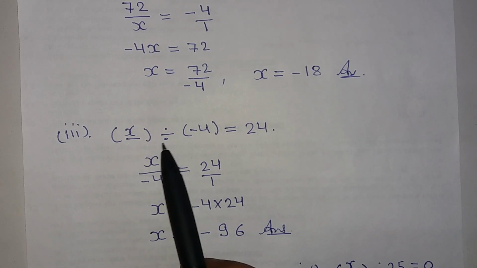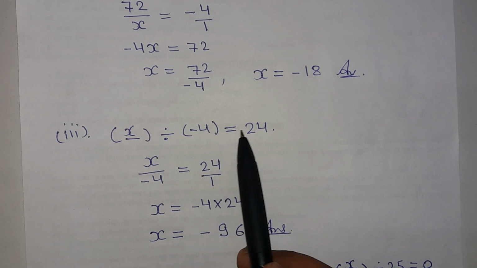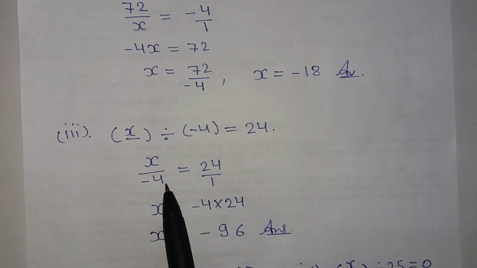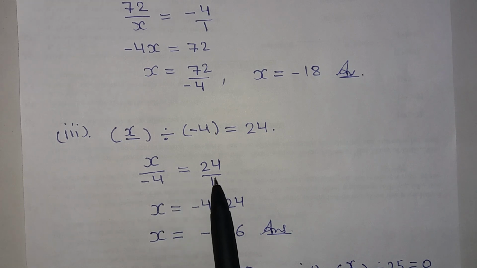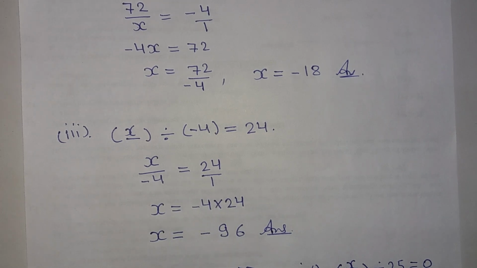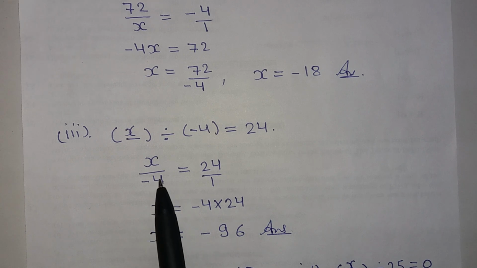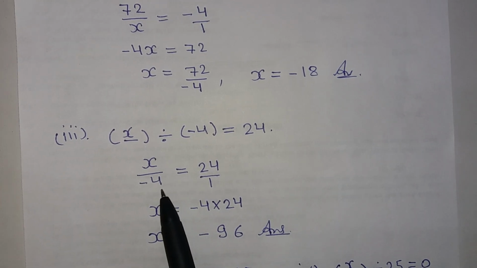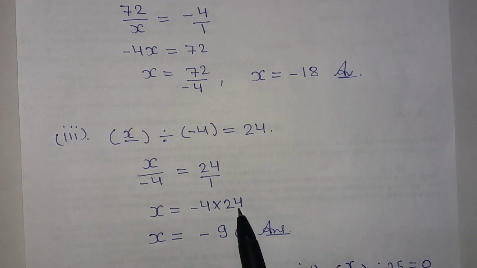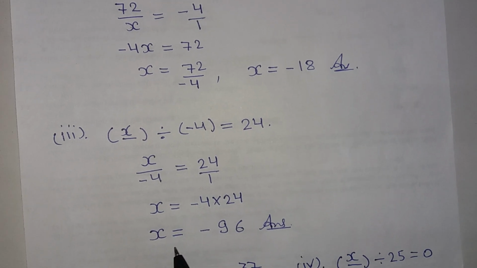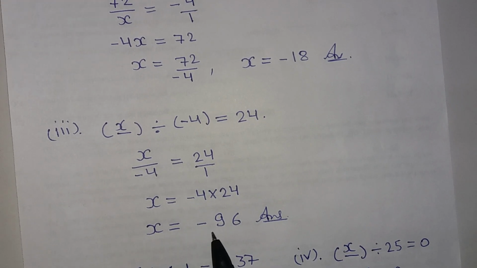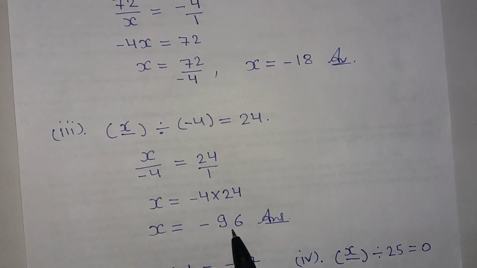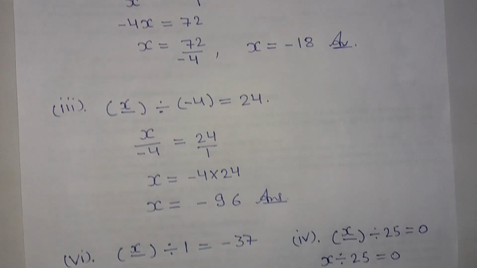here we can write x divided by minus 4 equals 24. We can write x upon minus 4 equals 24 upon 1. When we do cross multiplication, x will be multiplied by 1, so x into 1, and minus 4 will be multiplied by 24. So here x equals minus 96. So the value of x will be minus 96.